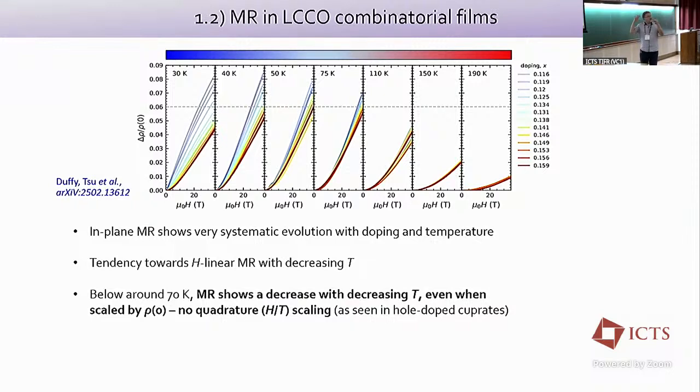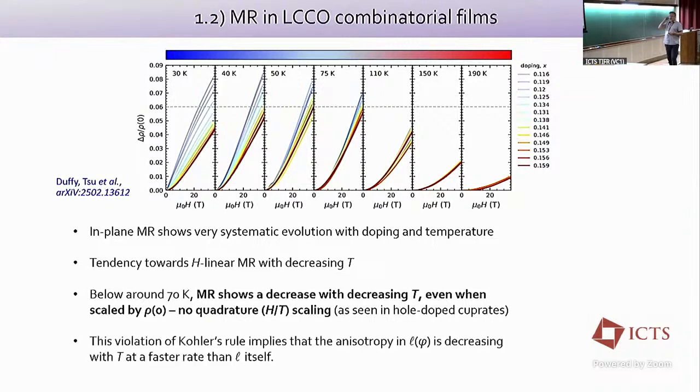So the fact that this magnetoresistance is dropping as you go down in temperature is telling us that the effective anisotropy in the material, in the mean free path, is also shrinking as you go down. And so what that is indicating is that there is an anisotropy in the inelastic scattering rate, which almost vanishes as you get towards zero temperature. Okay. And so the key point is that the anisotropy in the mean free path is decreasing with T at a faster rate than L is increasing in order for this magnetoresistance to go down.